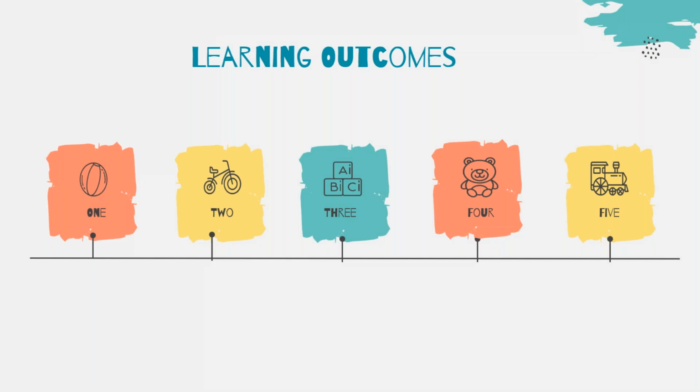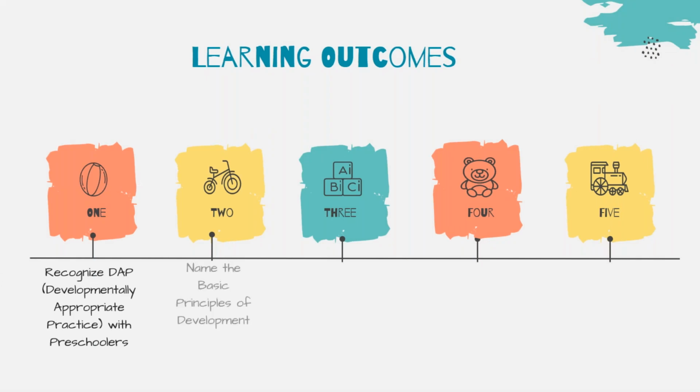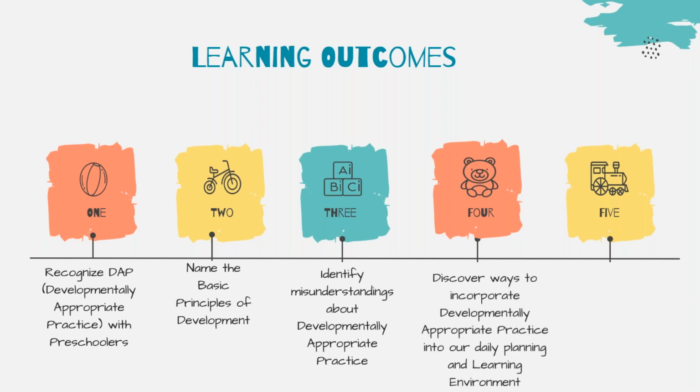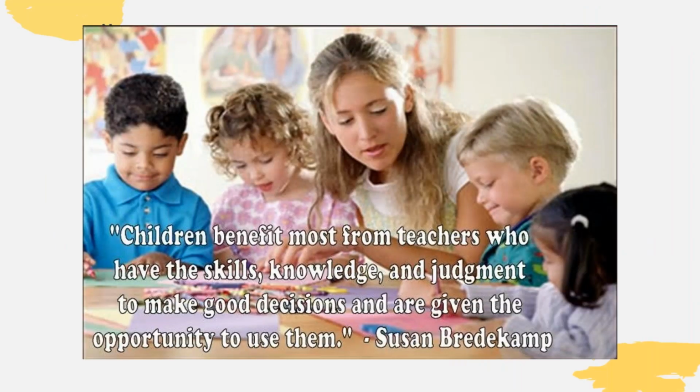Okay, so let's go over the learning outcomes for today's presentation. First, we're going to recognize developmentally appropriate practices with preschoolers. We're going to name the basic principles of development. We're going to identify any misunderstandings about developmentally appropriate practice. We're going to discover ways to incorporate developmentally appropriate practice in our daily planning and learning environment, and recognize the importance of developing relationships with families. Okay, so those are the 5 learning outcomes for today.